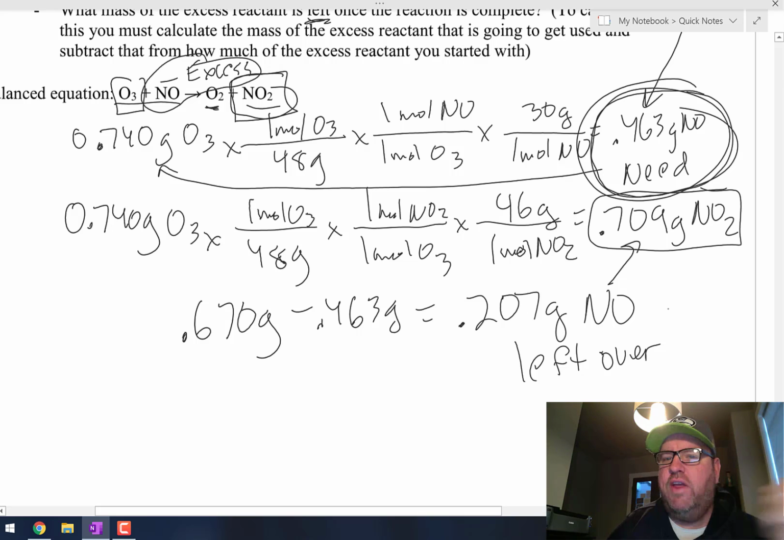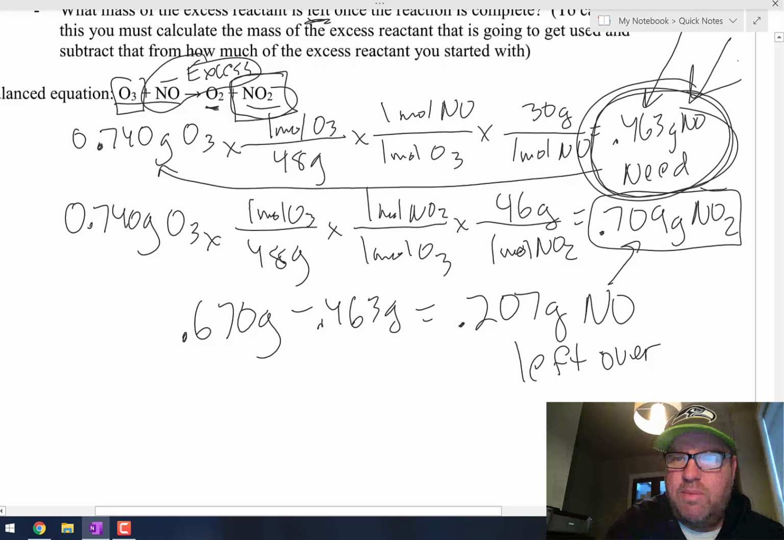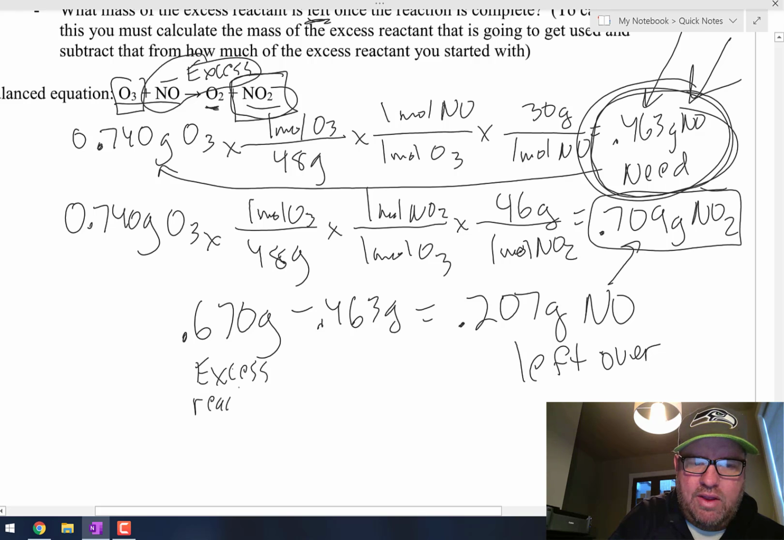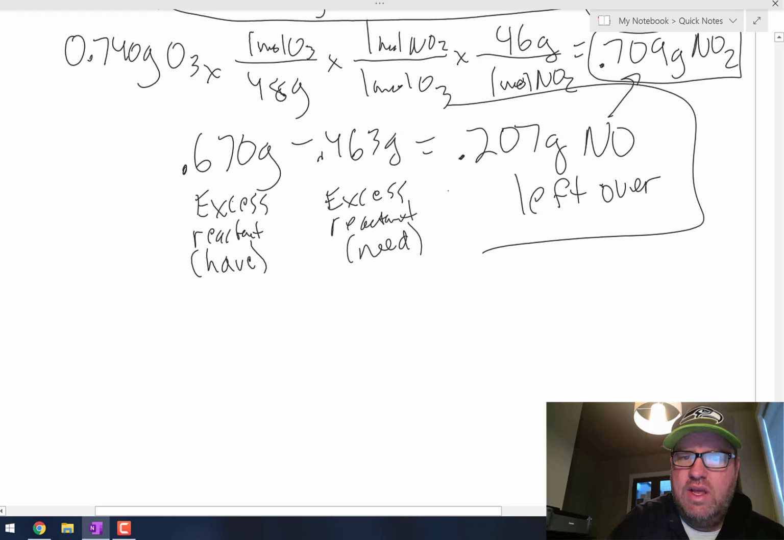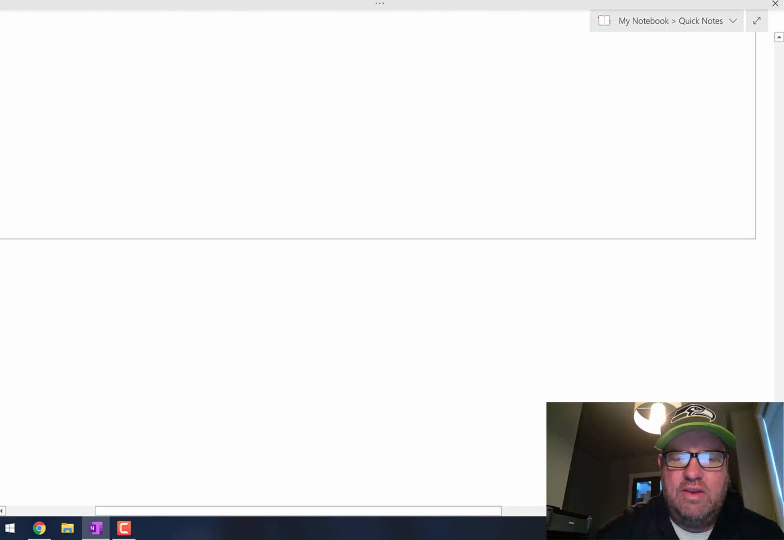So you've got to figure out how much of that excess reactant you need, like we did in this first step right here. Subtract that from the amount of the excess reactant you have. So this is the excess reactant, and it's how much we have, and we're subtracting the amount of the excess reactant that we need. Okay, and that tells us how much of that excess reactant will be left.